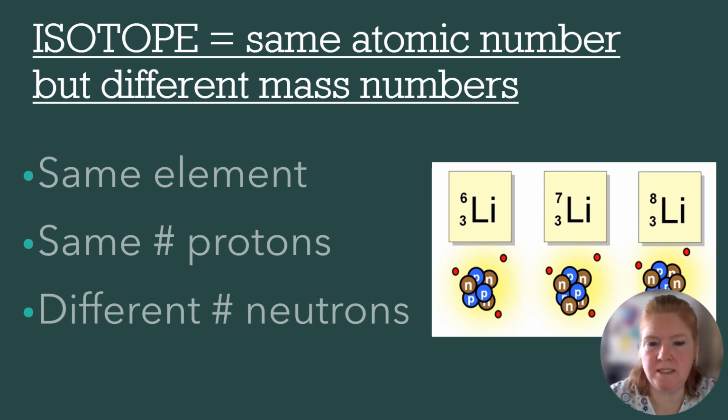So you can see in this example, how would I find it? So lithium 6, I would do 6 minus 3. So lithium 6 has 3 neutrons. But lithium 7 has 4 neutrons, and lithium 8 has 5 neutrons.